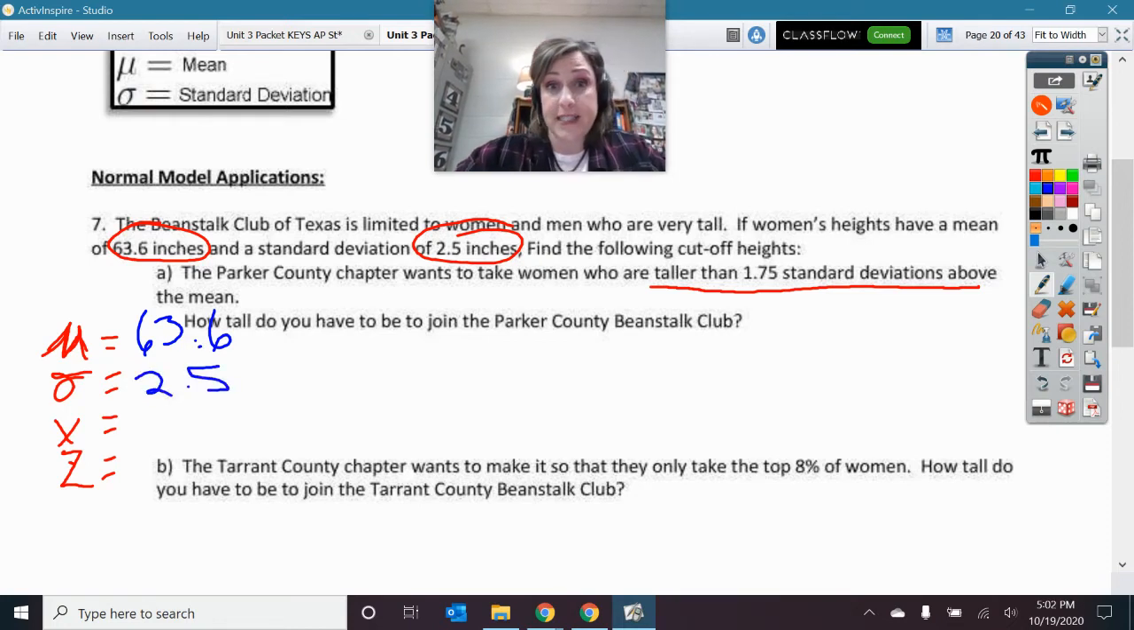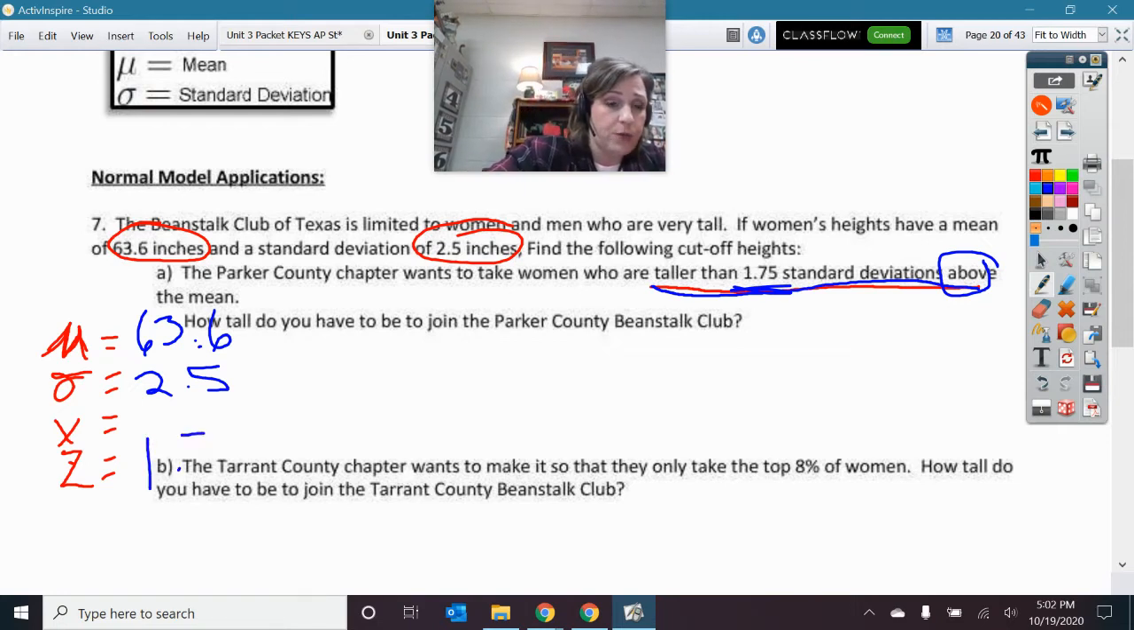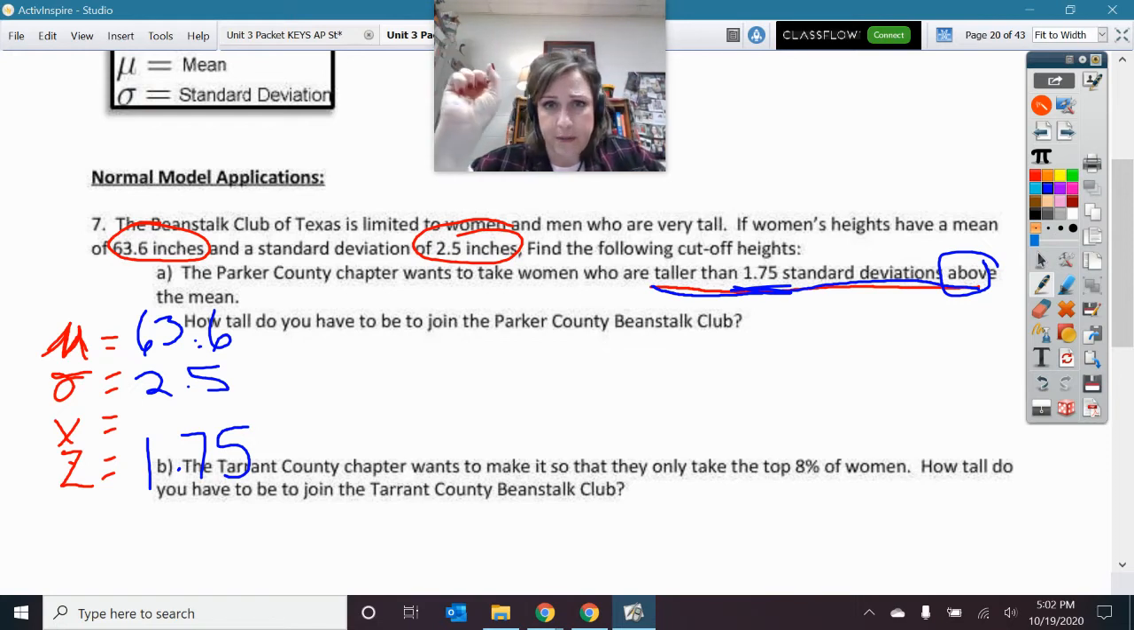Okay, so now let's see what they give us. How tall do you have to be to join the Parker County Beanstalk Club? You have to be taller than 1.75 standard deviations above the mean. Well, what information is that giving me? Is that a context value height or is that a z-score? Well, if you know the definition of z-score, that's the number of standard deviations above or below the mean. This is above, so that means this 1.75 is a positive 1.75. So I've got 1.75 here. So I have 3 out of those 4 things, and now I'm going to solve.